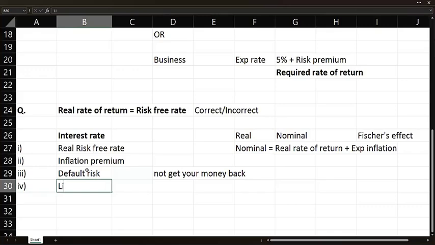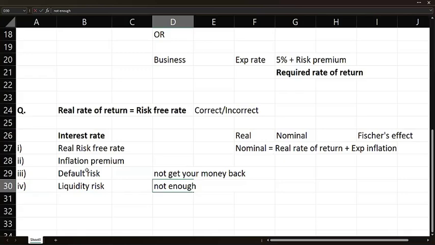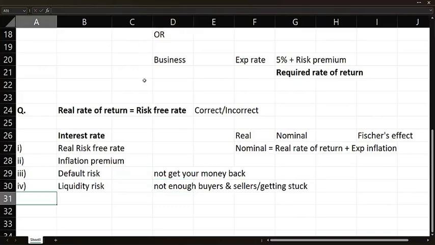The next risk is liquidity risk. What is liquidity risk? That there are not enough buyers and sellers in the market so that you will be able to readily and very easily sell your investment. So that means the risk of getting stuck with your investment, that is the risk of liquidity. And the third element of the risk premium would be maturity risk.